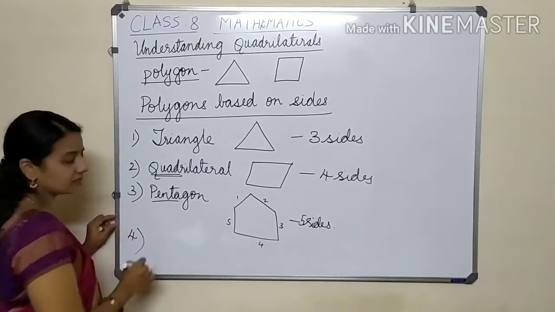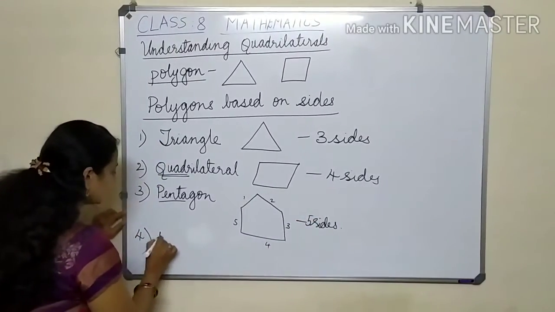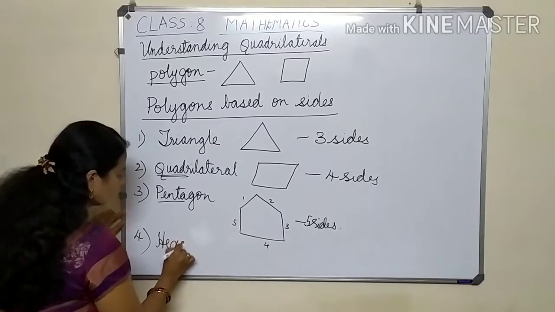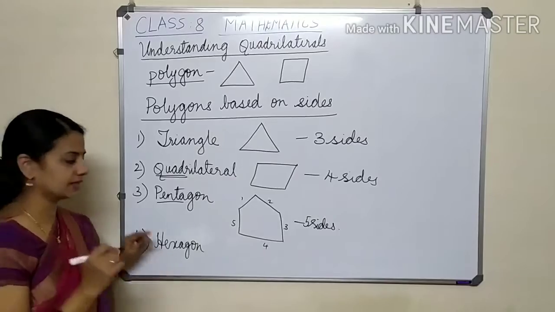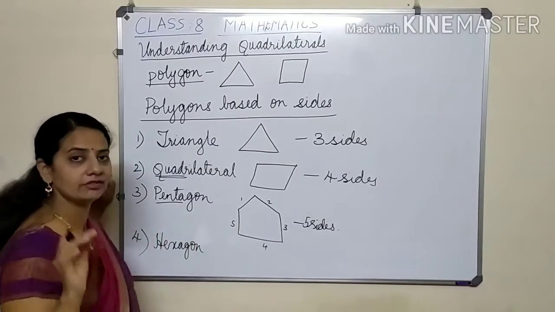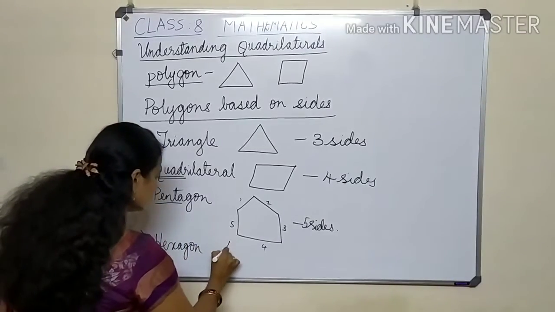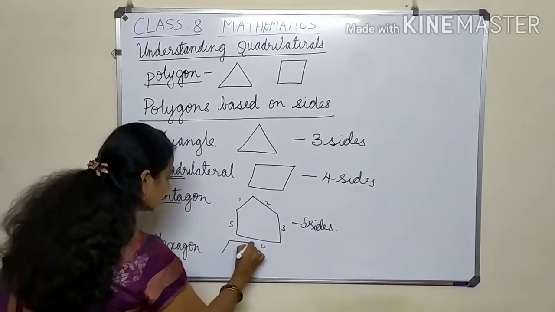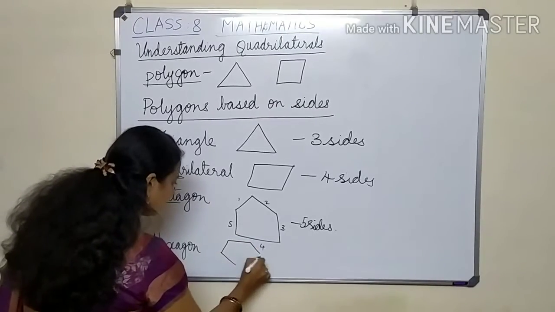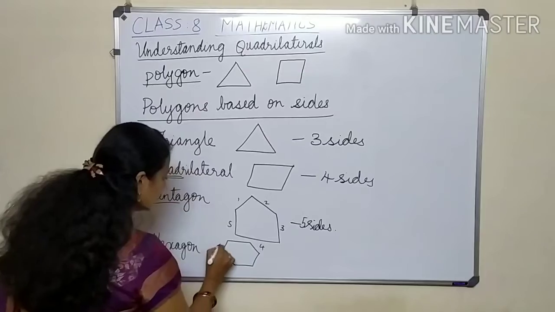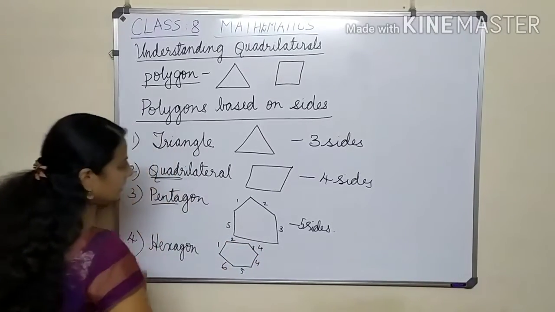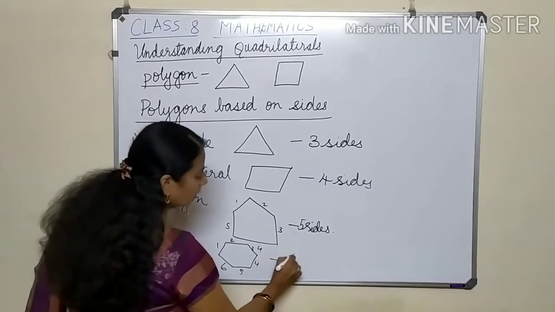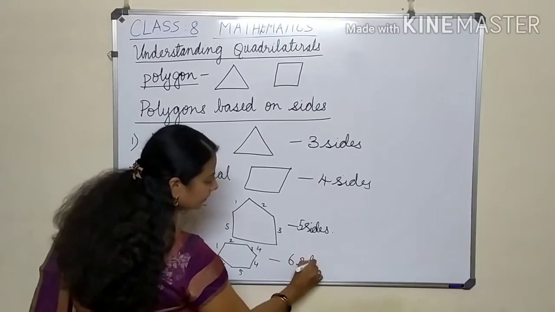Next, coming to the next type, that is hexagon. Hexa means 6. So this polygon will have 6 sides. So I'm going to draw this like this. So 1, 2, 3, 4, 5 and 6. So it has got totally 6 sides.